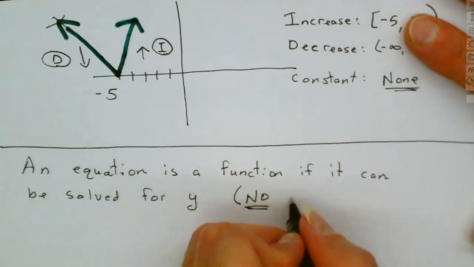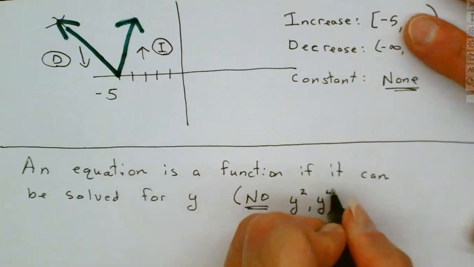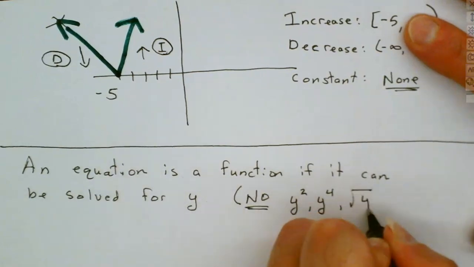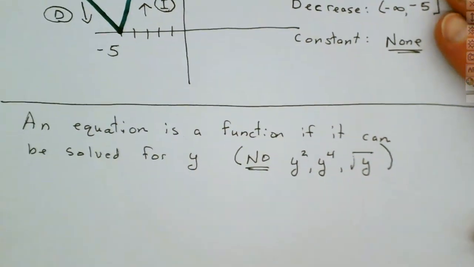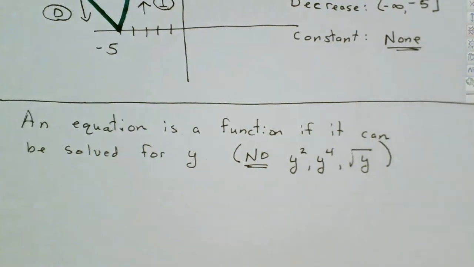These are not functions. Y squared, y to the 4th, square root of y. Those are all not going to be functions. So an equation is a function if you can solve it for y. So no y squared, no y to the 4th, none of that. It has to be y by itself. We're not going to get the domain and the range of these. That can be done, but we'll look at those graphically later on. Okay, we're not going to be finding the domain and range because we'll look at them graphically later.